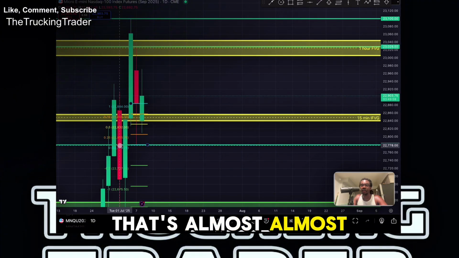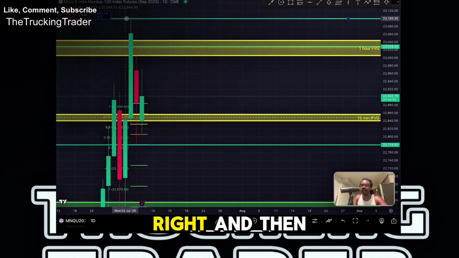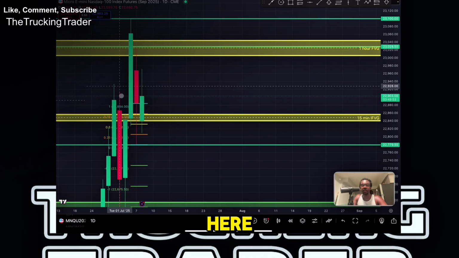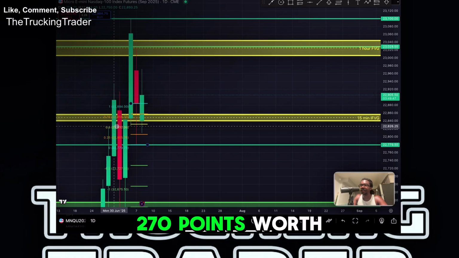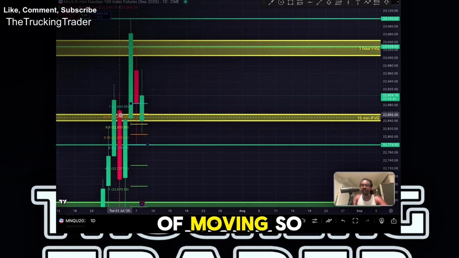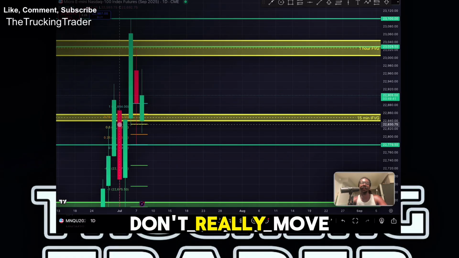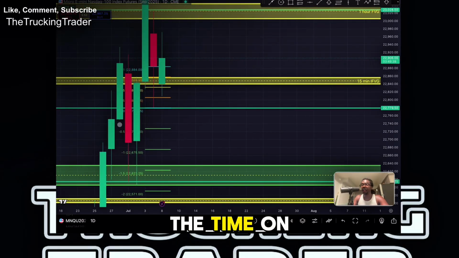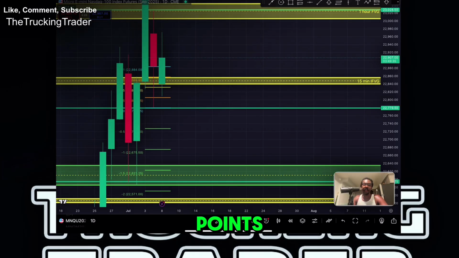That's almost 300, about 250 points of movement in that candle, right? And then this day right here, which was a pretty big day, that was about 270 points worth of moving. So you see the Nasdaq, it don't really move that much all the time. On average, it's probably going to move anywhere between 2 to 300 points.